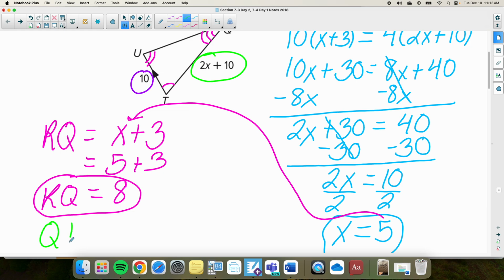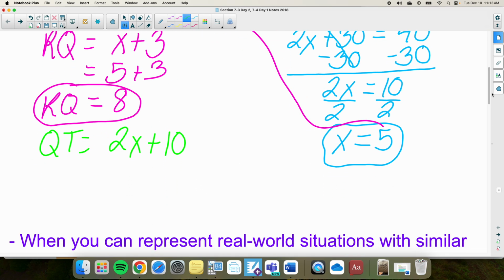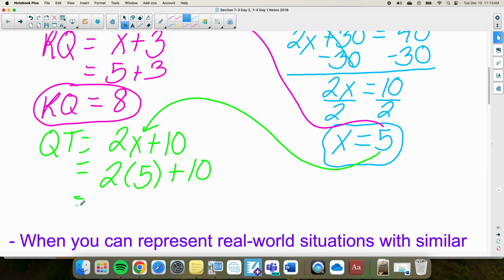And QT is right here. It's 2X plus 10. So what I would do then is take this 5 and put it in here. So it would be 2 times 5 plus 10, which would be 10 plus 10, which would be 20. Okay.